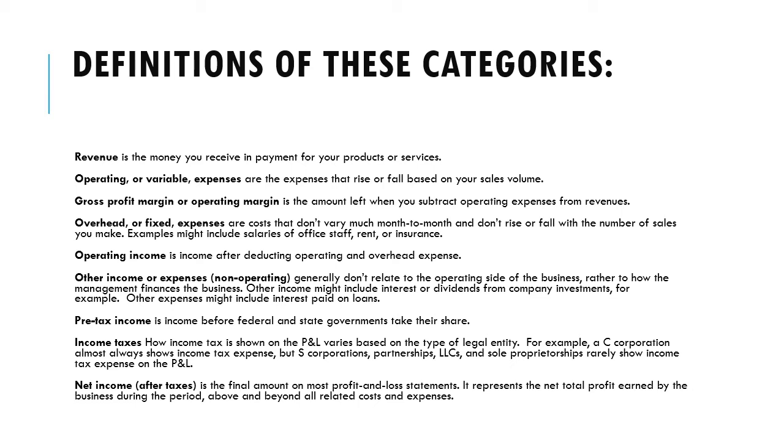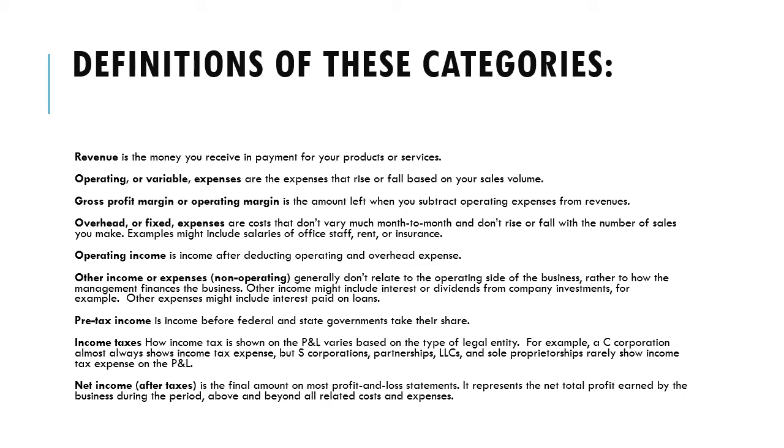Examples might include salaries of office staff, rent, or insurance. Operating income is income after deducting operating and overhead expenses. Other income or expenses, non-operating, generally don't relate to the operating side of the business, but rather to how the management finances the business. Other income might include interest or dividends from the company's investments. For example, other expense might include interest paid on a loan.